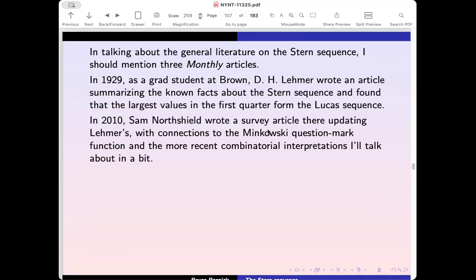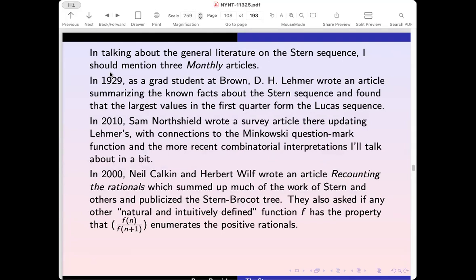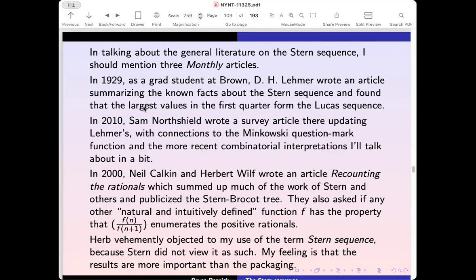Sam Northfield wrote a survey article updating Lamer's with connections to the Minkowski question mark function and the more combinatorial interpretations I'll talk about soon. And then Kalkin and Wolf wrote the book Recounting the Rationals, which summarized and publicized a lot of this material. And Herb Wolf vehemently objected to my using the term Stern sequence. He said Stern didn't call it a sequence. But my feeling is that the results are more important than the packaging.